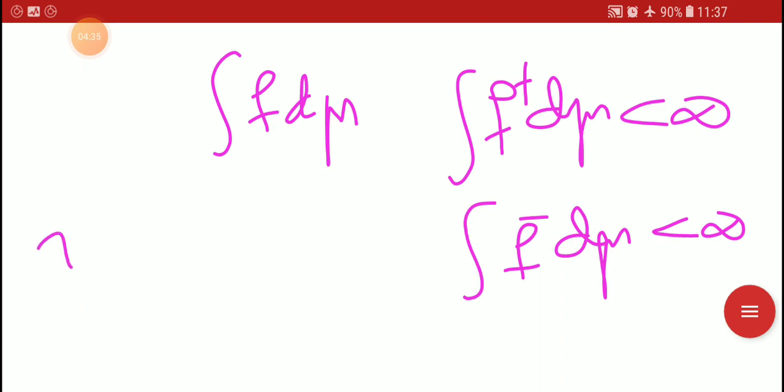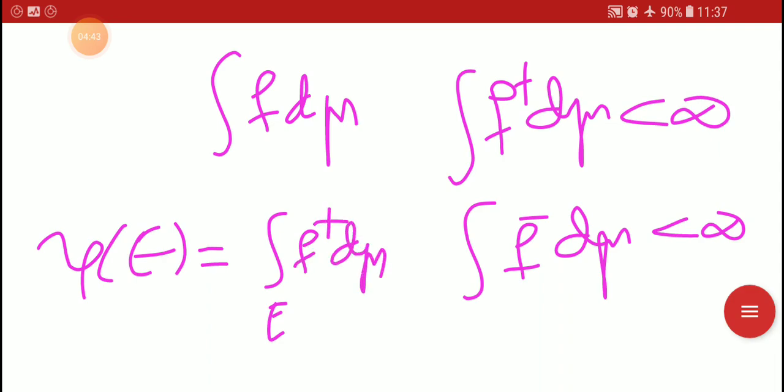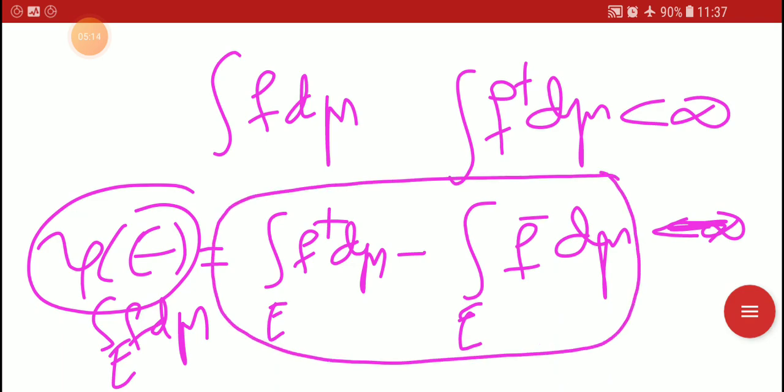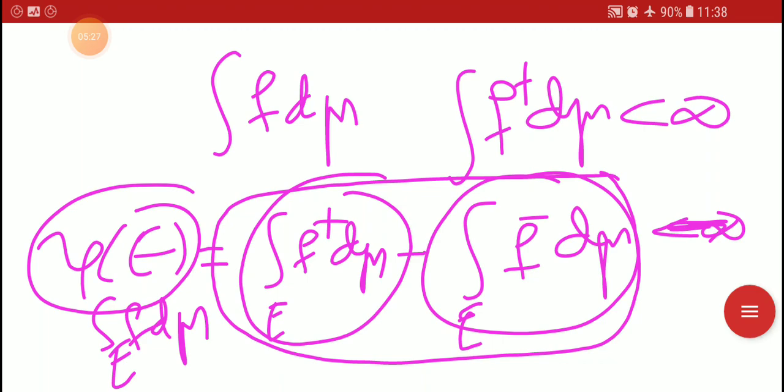And also psi of E can be written as the integral over E of f plus d mu minus the integral over E of f minus d mu. Okay, so psi of E can be represented like this. By the theorem we saw earlier, the integral of f can be split into two, the collection of positive values and the collection of negative values, integrated separately. Each of these values may be plus infinity or minus infinity. Therefore psi takes at most one of the values, plus infinity or minus infinity.